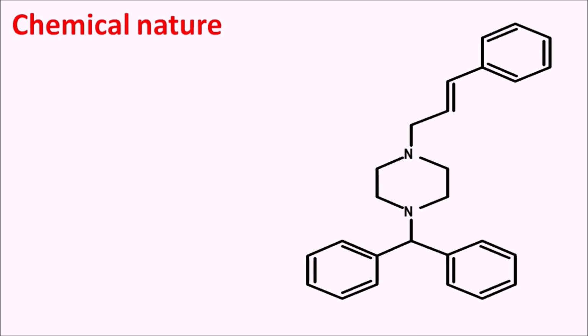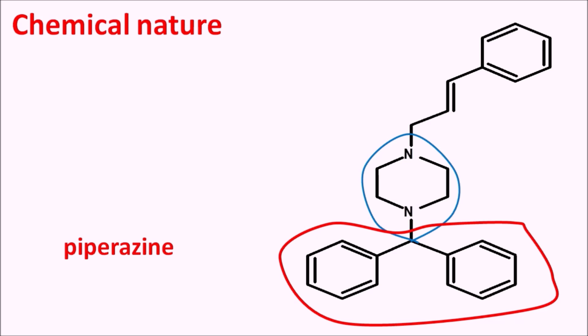The suffix "zine" indicates it has a heterocyclic ring system, that is piperazine. So Cinnarizine is a piperazine derivative, and this piperazine ring is attached to another ring system through a methyl carbon. This ring system is the benzhydryl ring system, which is attached at the first position of piperazine. So we can write this as 1-benzhydryl.